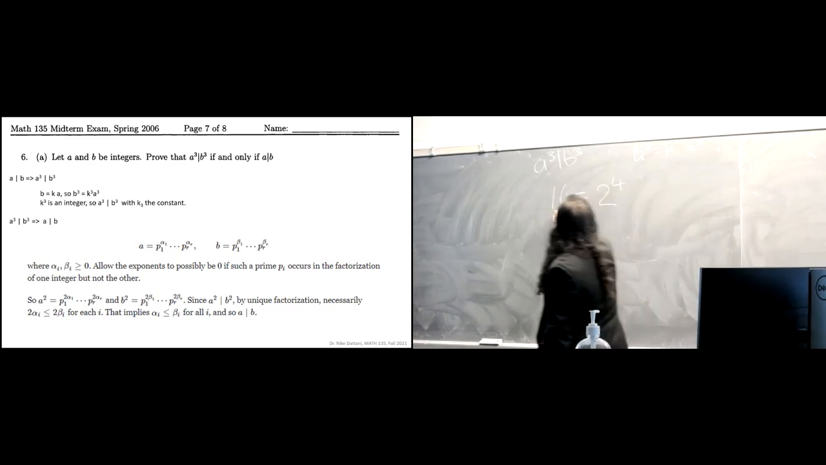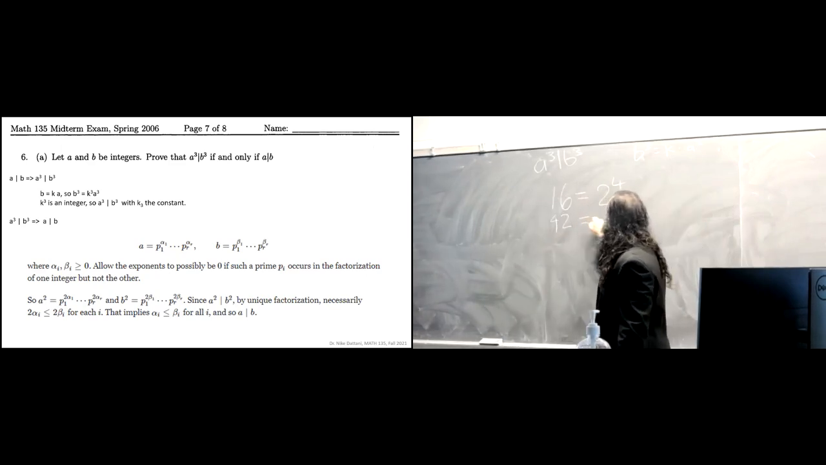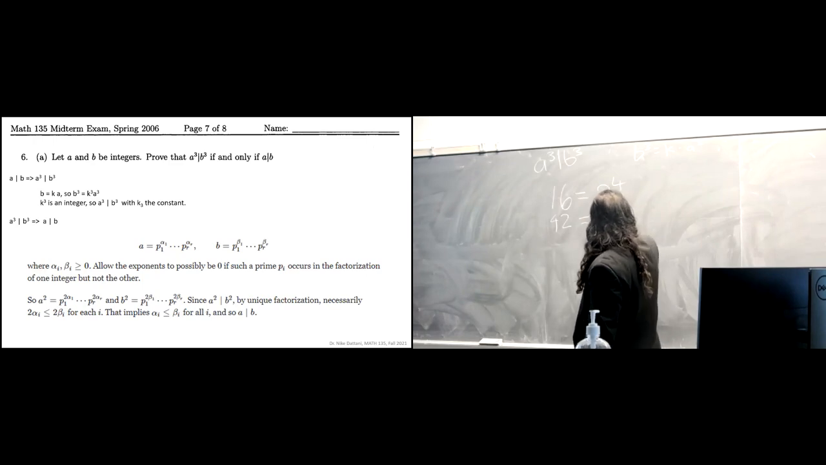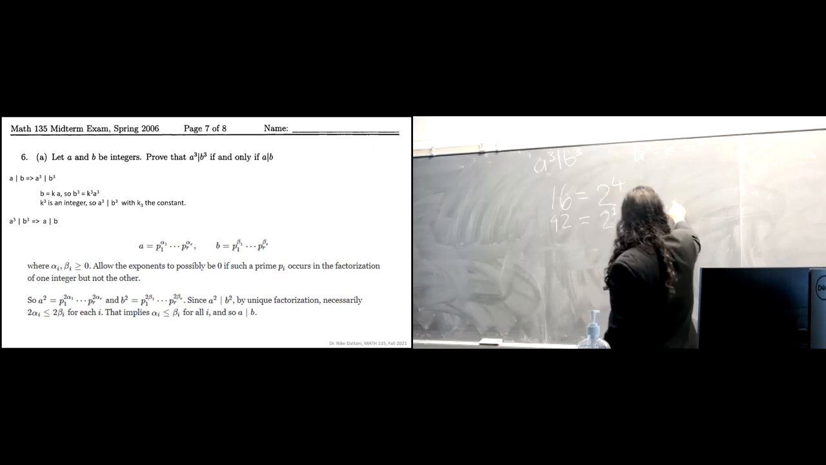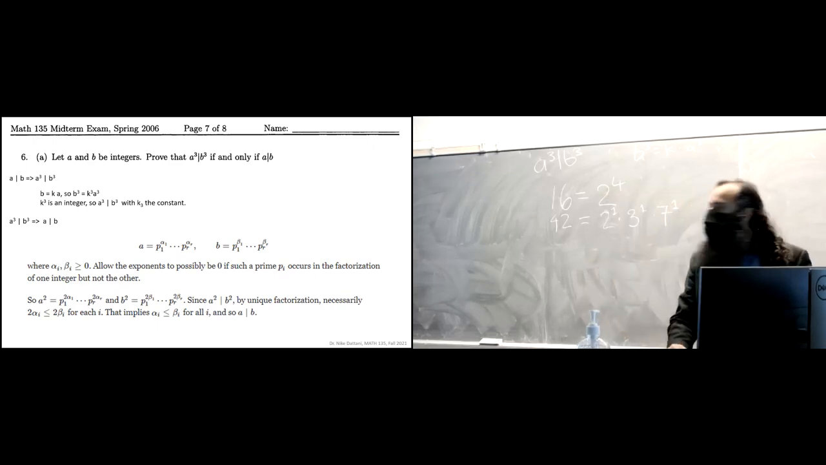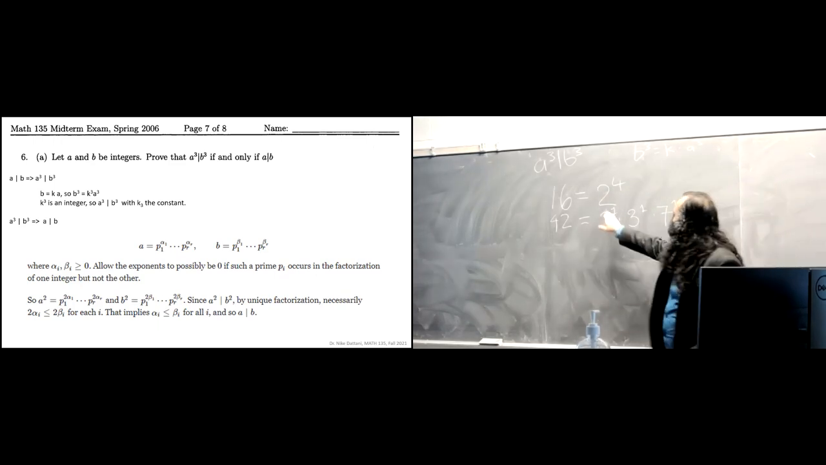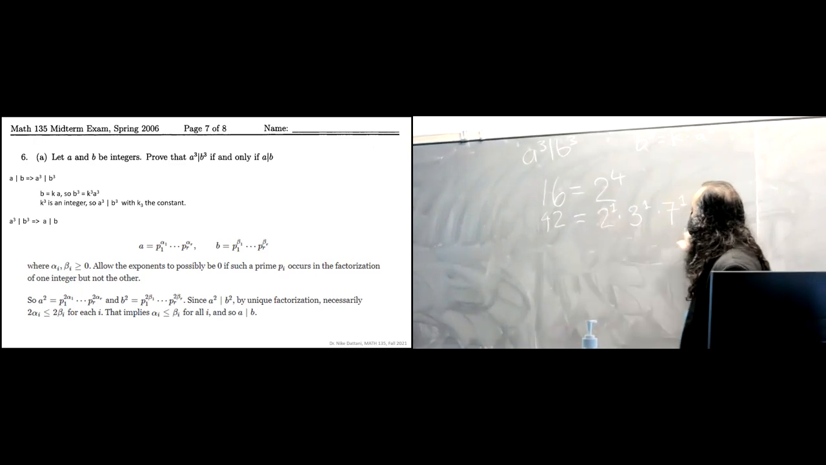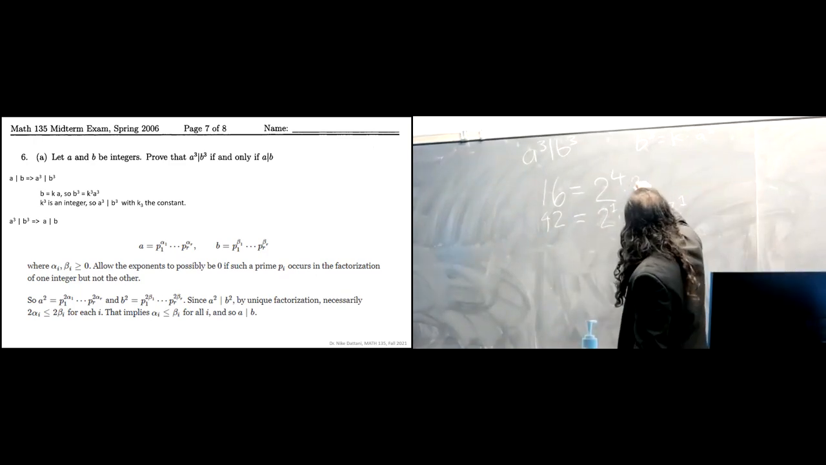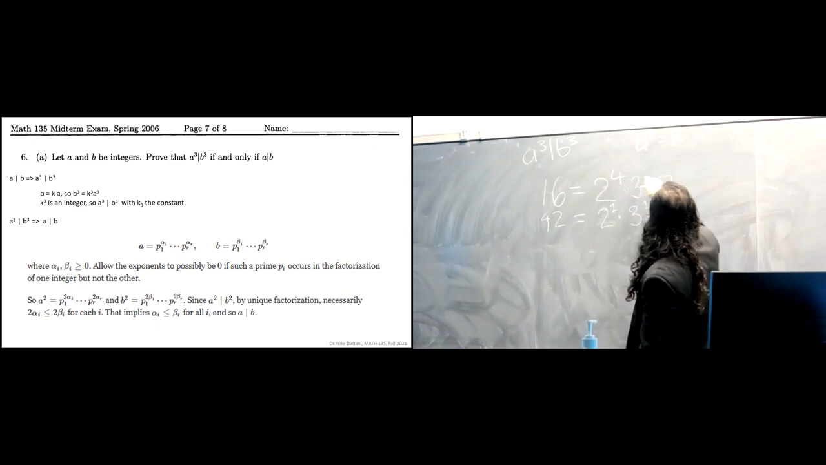42, okay. So 42, you can still see this? That equals 6 times 7, right? So it's 2 to the 1 times 3 to the 1 times 7 to the 1. Is that right? Yeah. Okay. So any composite number, you can factor it into powers of primes. All right. Now let's make these the same. This is actually 3 times 7 with what exponents?